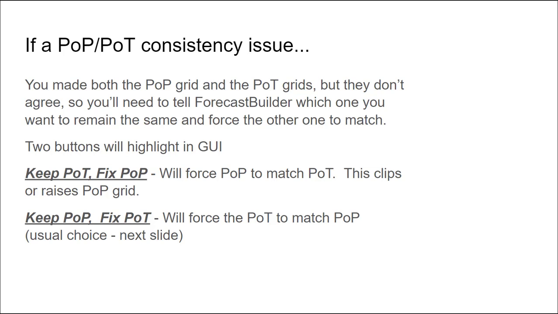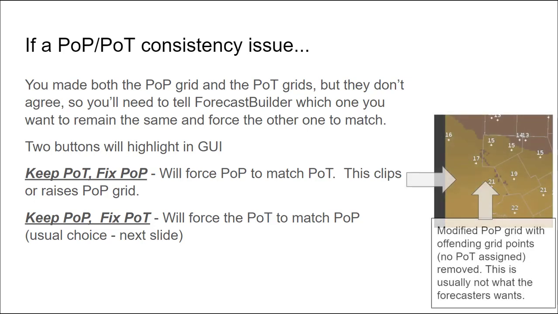On the right, you can see it has clipped out the value of my pop grid where I had no weather type. Usually forecasters don't want to run this button because often we like the pop grid and these holes aren't meteorologically reasonable. The keep pop fix pot will force your pot grids to match the pop. Again, this is the most likely choice.